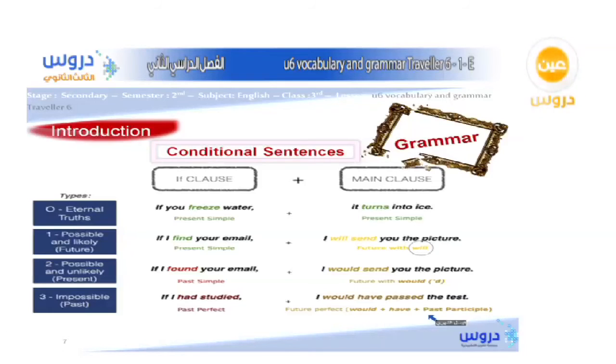Now, Jamila, this is some information. You cannot say the if clause without the main clause. Okay, but you can say the main clause without the if clause sometimes. I mean, it will give you a meaning. I will send you a picture. I would send you a picture. Okay, I would have passed the test. But you cannot say the if clause without the main clause. Okay? Any questions related to this?